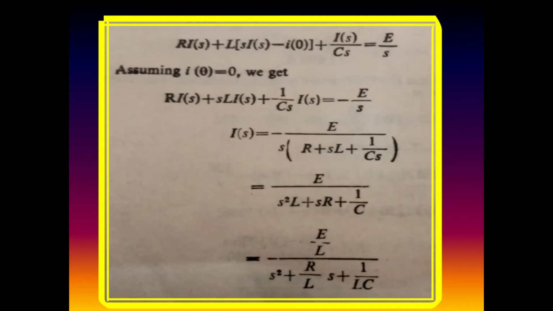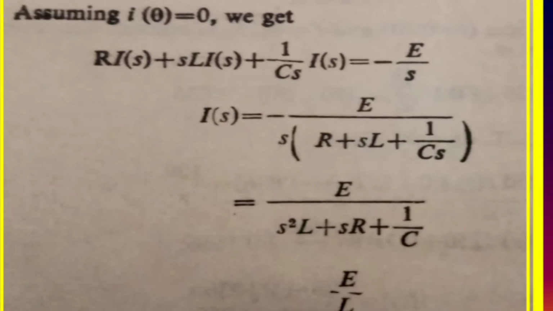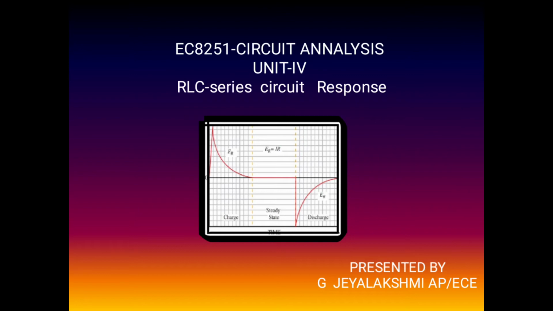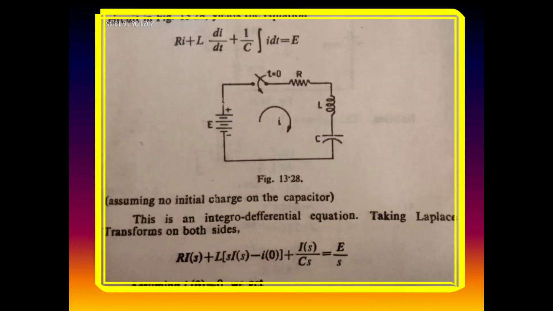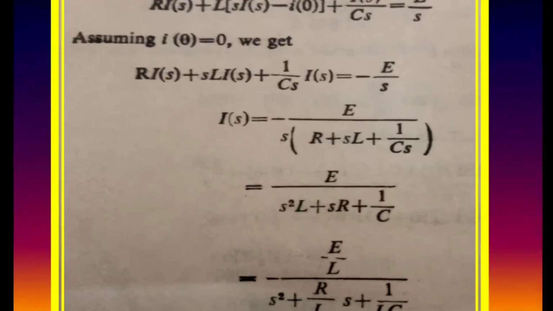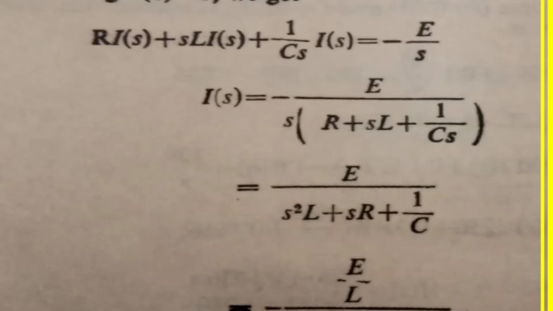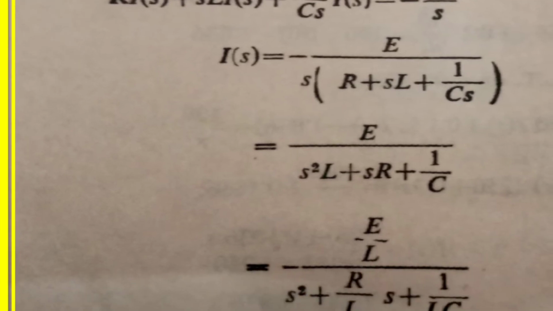We have to rearrange the equation by taking I of S on one side and the others on the other side. We get I of S equal to E divided by S into R plus SL plus 1 by CS. I have multiplied this with the S inside, so I get the second order equation: E divided by S squared L plus SR plus 1 by C. So this is the second order equation.